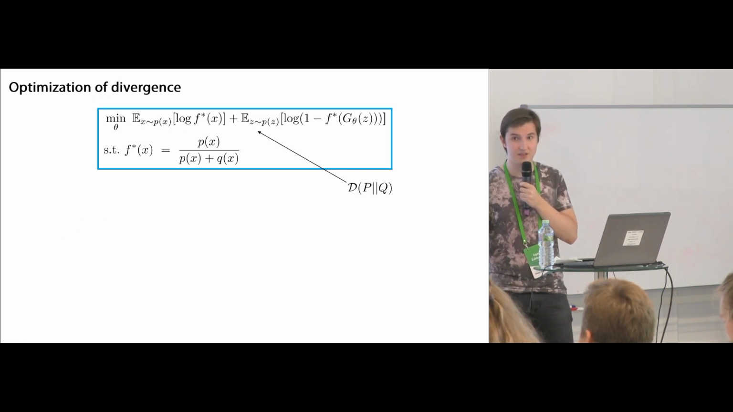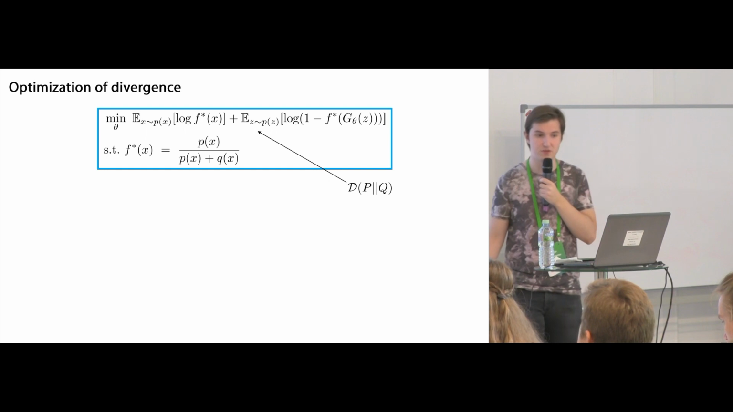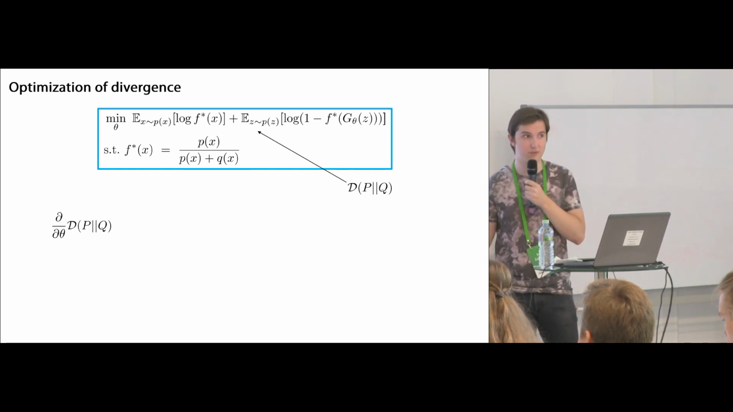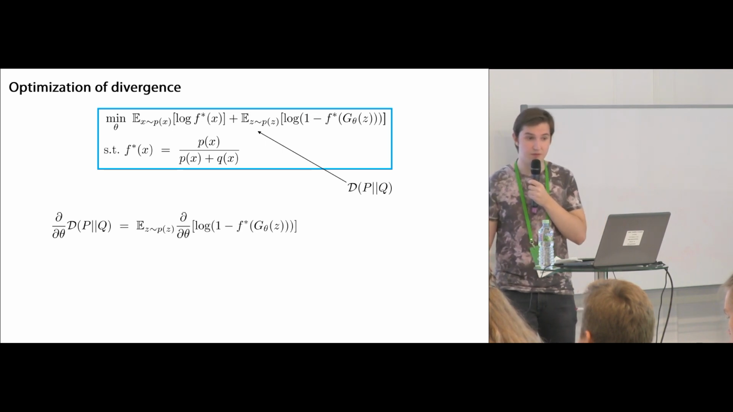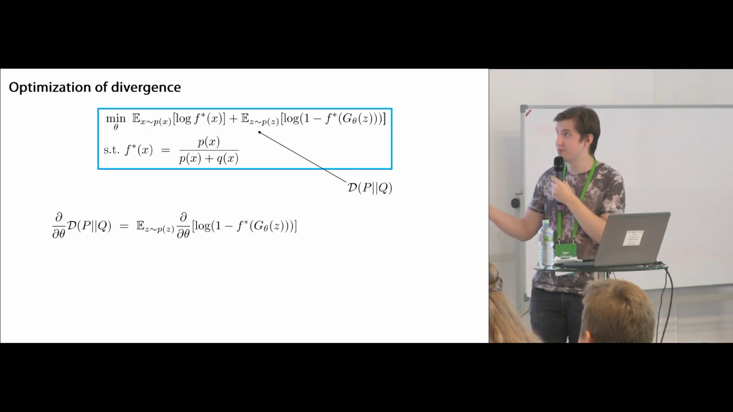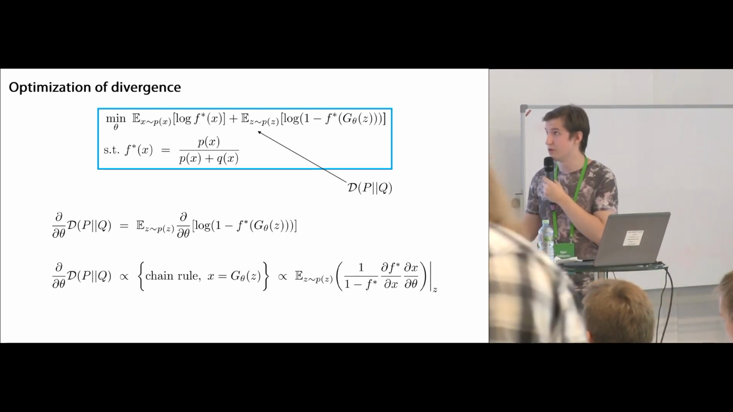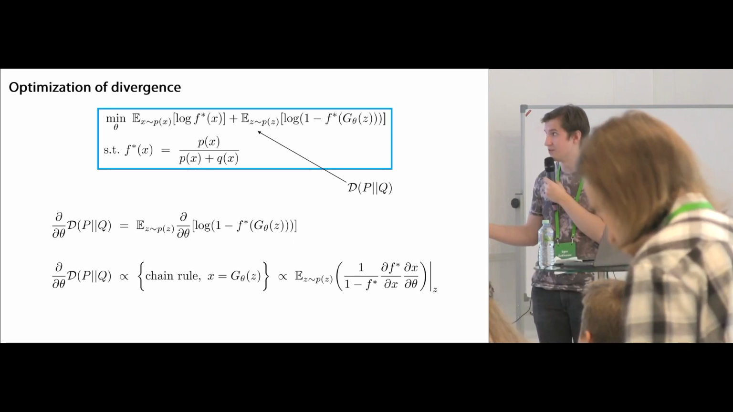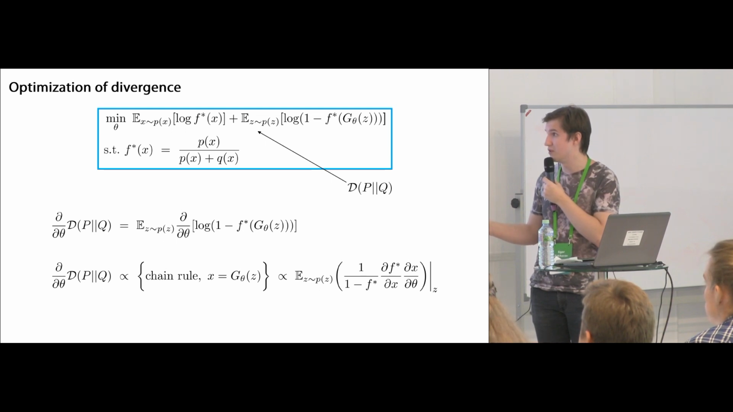As g theta, we usually take neural networks. So this is a parameterized function space that we use. And to optimize neural networks, we need gradients. So let's compute the gradient of this objective. The first term does not depend on theta. We can take the gradient of the second term using the simple chain rule, so we first differentiate the logarithm, we get 1 divided by 1 minus f star. Then we differentiate f star with respect to its argument, which we denote as x, and then we differentiate the argument with respect to the parameters.